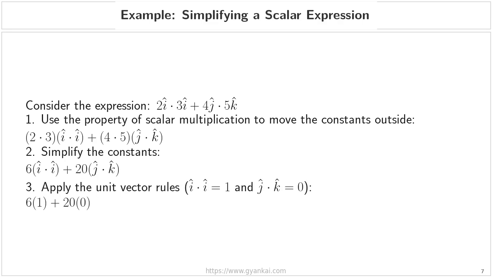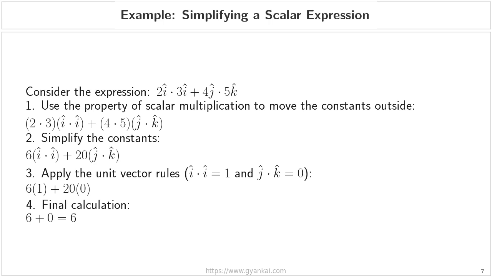Now this is where we apply the fundamental rules we discussed in the previous slides. Remember, when a unit vector is dotted with itself, the result is 1 because the angle is 0 degrees. However, when we dot two different unit vectors like j and k, the result is 0 because they are perpendicular. So, we replace i dot i with 1 and j dot k with 0.